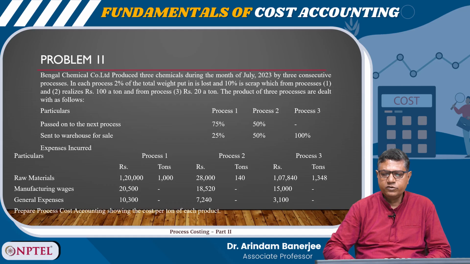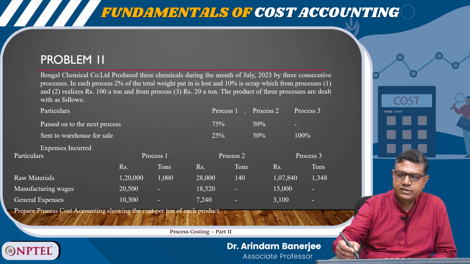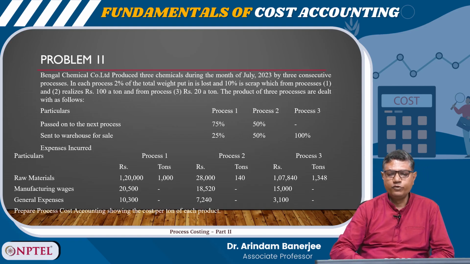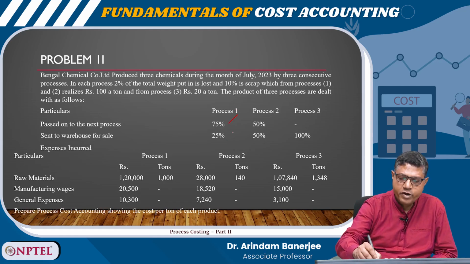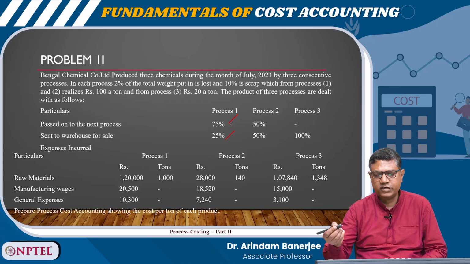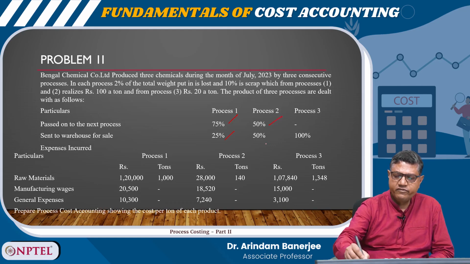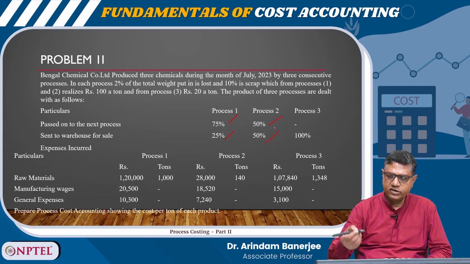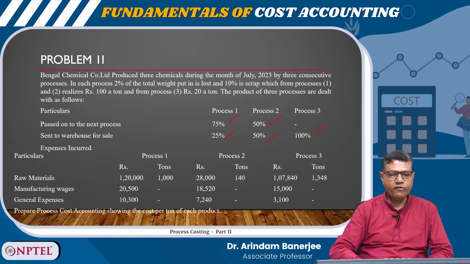From process 1, 75% is passed on to the next process and 25% goes to the warehouse for sale. From process 2, 50% is passed on to process 3 and 50% goes to the warehouse for sale. For process 3, 100% goes to the warehouse. What are the expenses incurred?